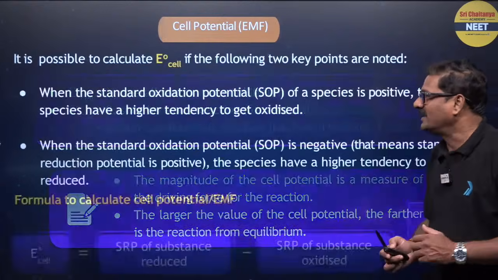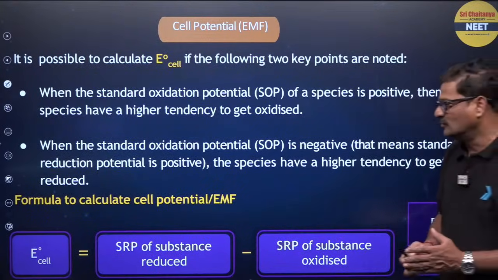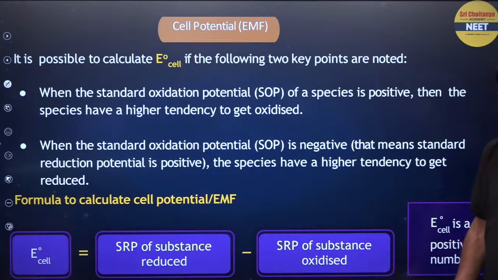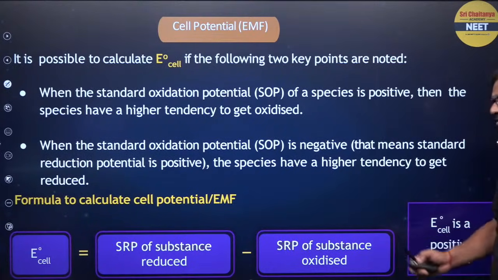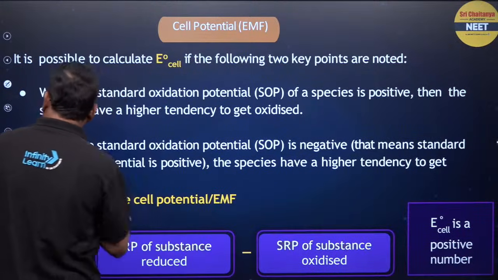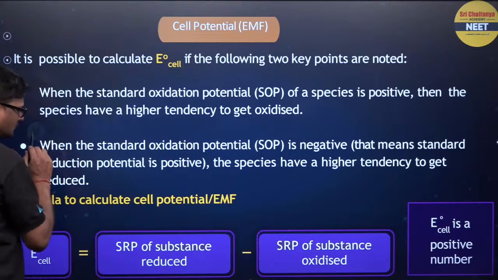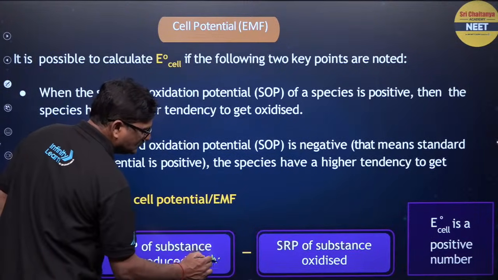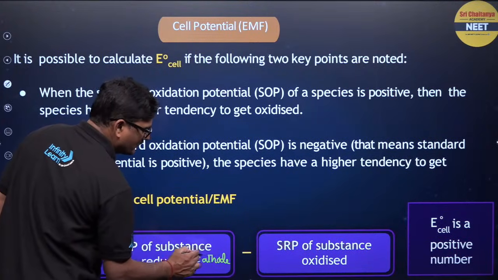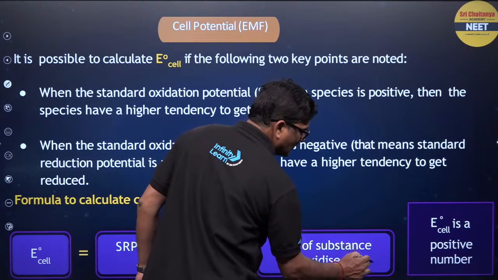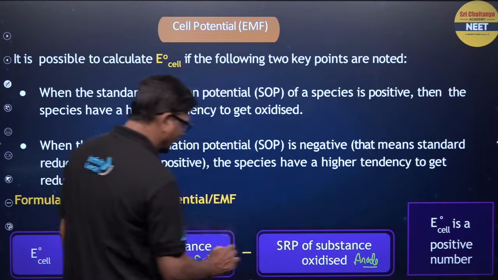Right, now moving ahead, cell potential: you have E naught cell is equal to the SRP value of the reduced substance minus the SRP value of the oxidized substance. Reduced substance means this is the cathode, oxidized substance means this is the anode. So that is the difference.